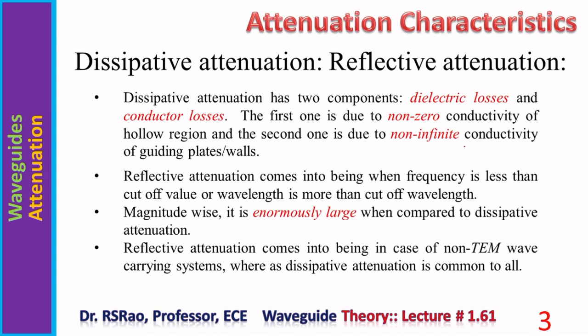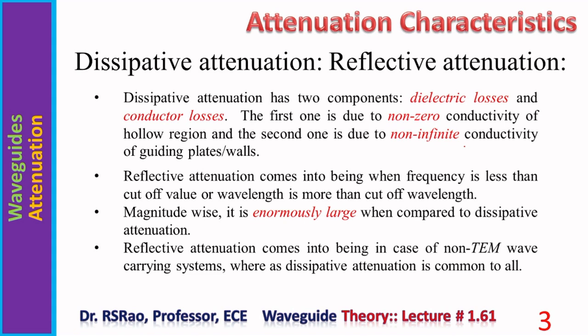Now here a brief comparison between dissipative attenuation and reflective attenuation is provided. Dissipative attenuation has two components. One is dielectric losses and another is conductor losses. The first one is due to non-zero conductivity of the hollow region and the second one is due to non-infinite or finite conductivity of the guiding plates or walls.